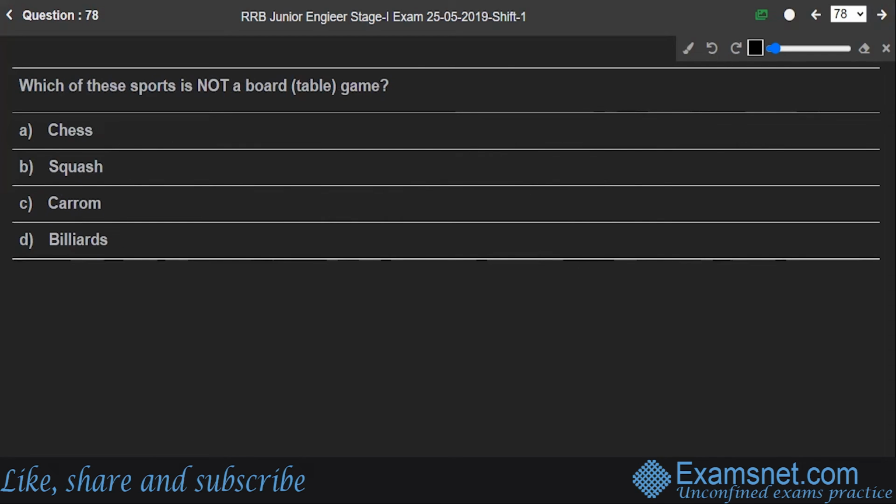Which of these sports is not a table game? Board game or table game? Is it chess? Chess is a table game. Squash is not a table game. Carom, billiards, they all are the table games.